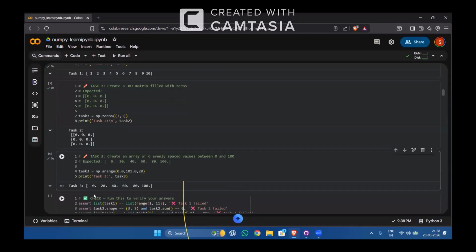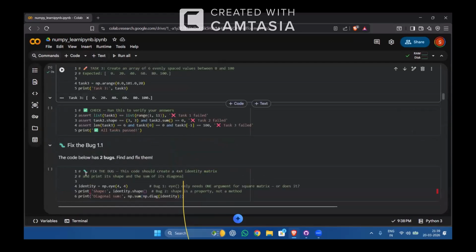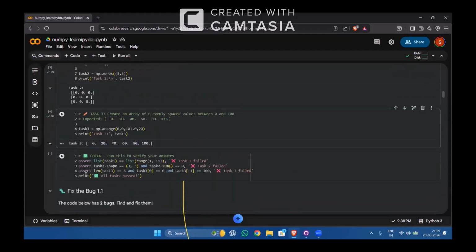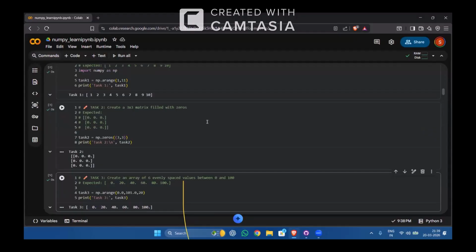The next task: create an array of 6 evenly spaced values between 0 to 100. So task 3 is equal to np.arange of 0, 0.0, 11. Six evenly spaced, in the sense each interval should be of 20. Okay. Yes.